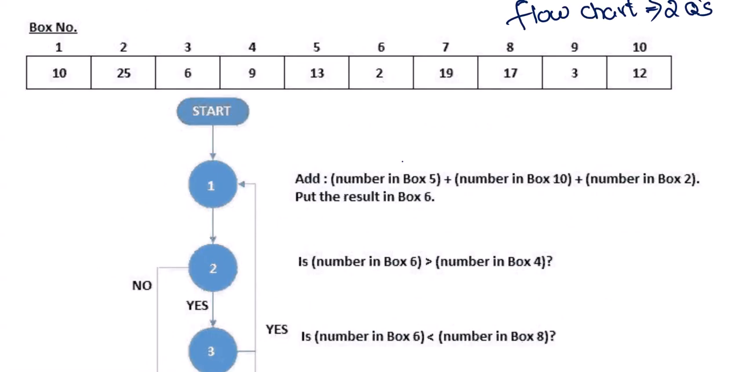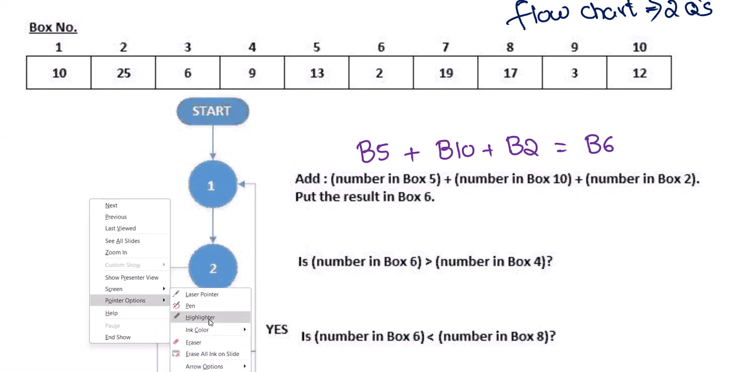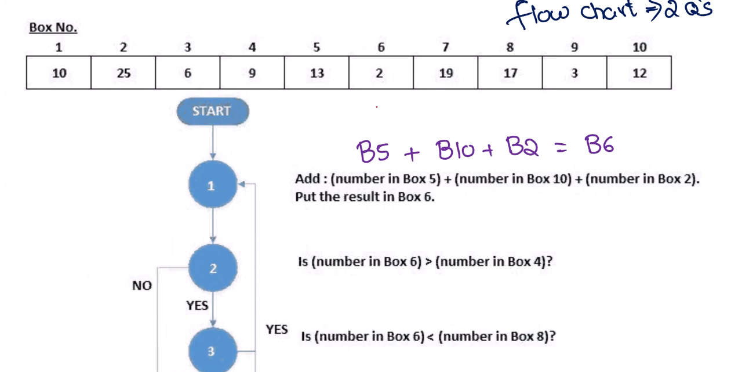The first step, if it is not visible, I'm writing here: number in box 5 plus number in box 10 plus number in box 2, you have to add all that and put the number in box 6. Here number in box 5 is 13, number in box 10 is 12, already given in the boxes. Number in box 2 is 25. Adding all, box 6 is updated to 50. Previously box 6 had value 2, I'm updating that to 50.